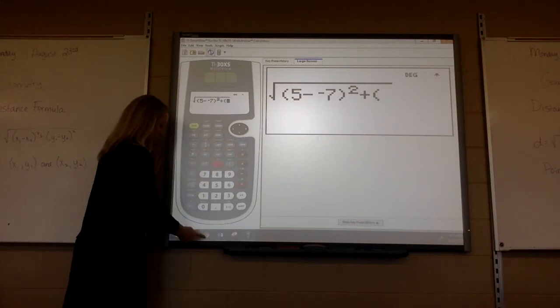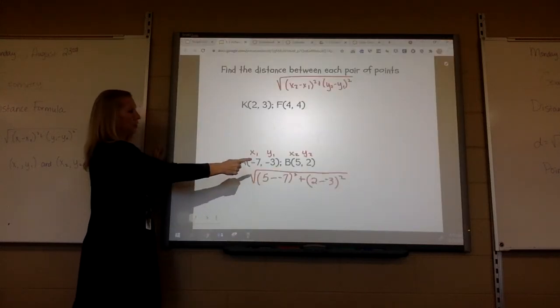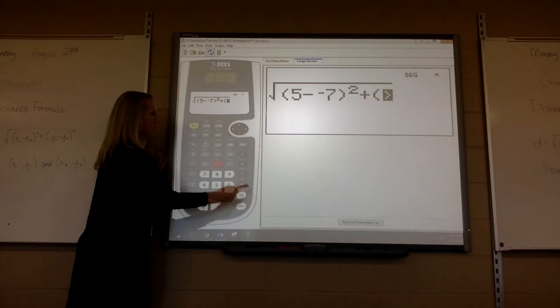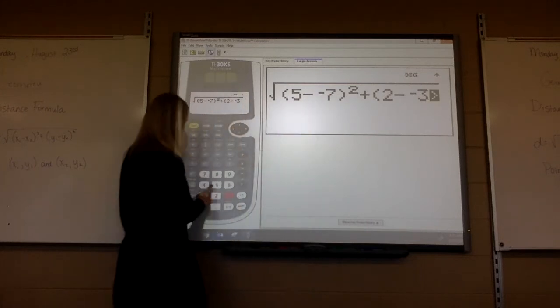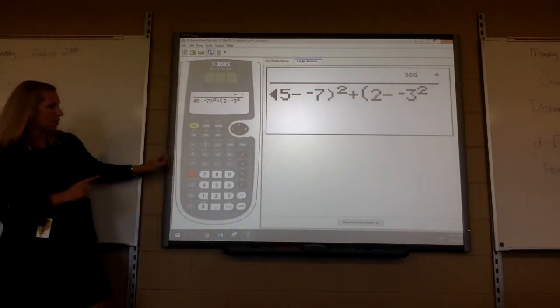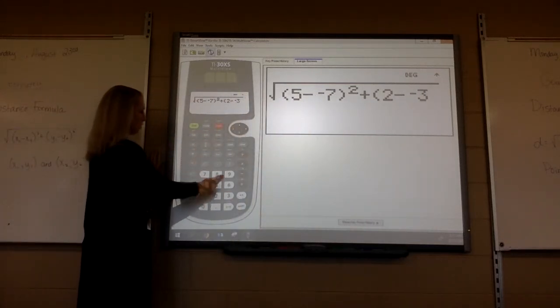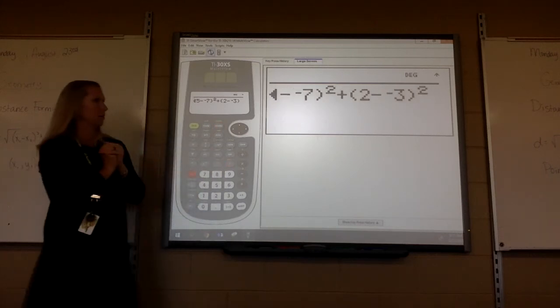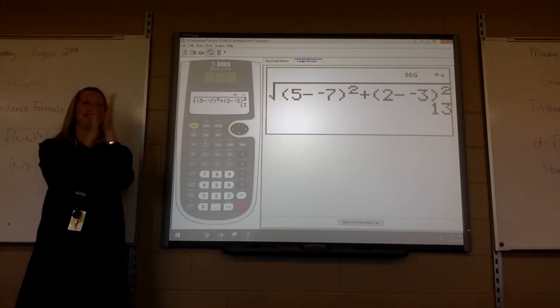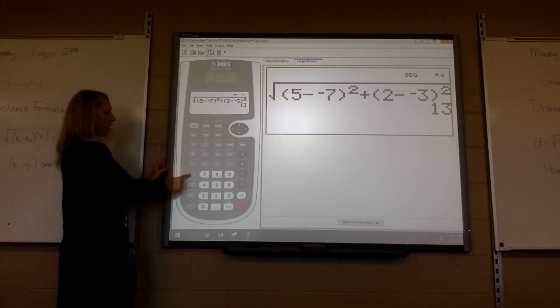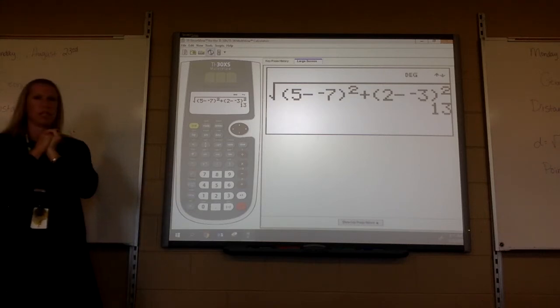Plus, and then I have to do 2 minus negative 3. So remember there's a difference between a minus sign and a negative sign. You don't want to get a syntax error. And then you have to, whoops, you have to close the parentheses and square it. Did you guys get 13? Yes, I squared again. The squaring is this number right here next to the 7. So you should have got 13.